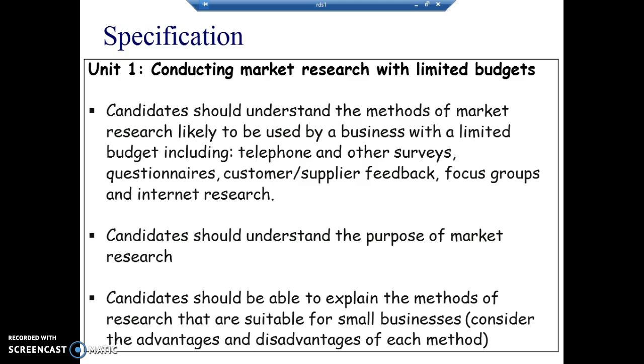So in this video we're going to be looking at understanding the purpose of market research, and we're going to be looking at the different methods of market research that are suitable for small businesses. We're also going to be considering the advantages and disadvantages of these methods of research. In the second video I'm going to look more closely at these types of methods that are listed at the beginning. Okay, so let's make a start.